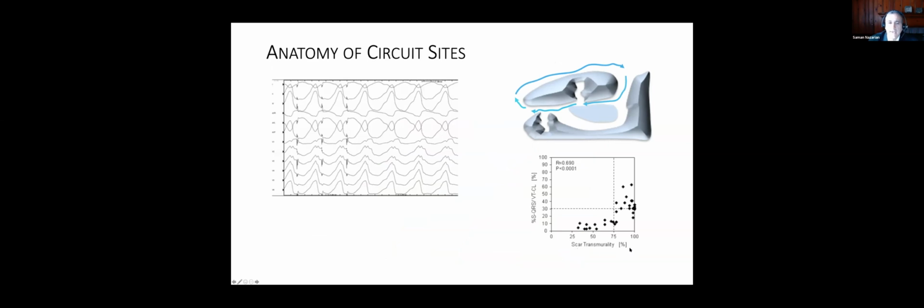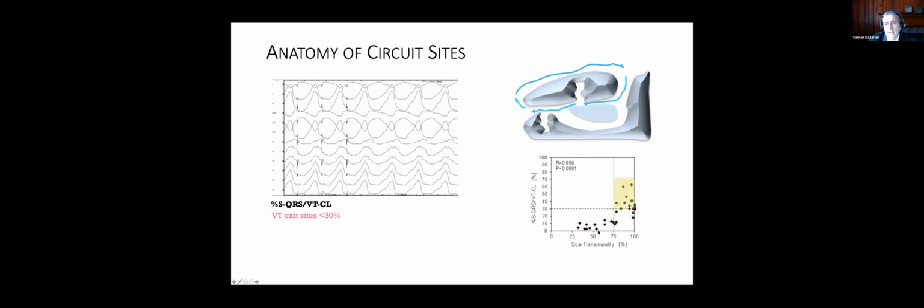Now, these are only taken from sites with concealed entrainment. This isn't just entrainment everywhere. So you have concealed entrainment, and we're looking at stimulus to QRS over VT cycle length as a surrogate of where within the circuit we are, to scar transmurality on the x-axis. And what's interesting is that all the exit sites, if you take less than 30% as your number, are in greater than 25% wall transmural scar. So they're sort of on the edges of the scar.